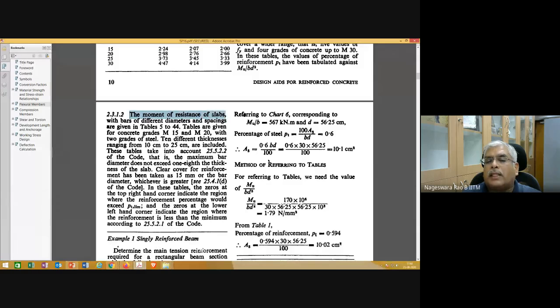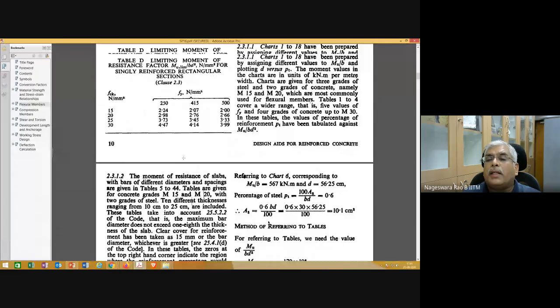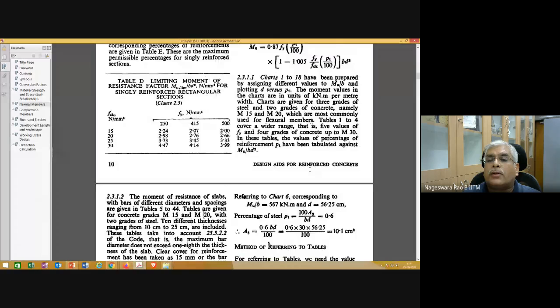The moments of resistance of slabs with bars of different diameters and spacings are given in tables 5 to 44. Tables are given for concrete grades M15, M20 with 2 grades of steel. 10 different thicknesses ranging from 10 centimeters to 25 centimeters are included. Maybe let me show you this one otherwise, Table 1 to 4. Let me directly go there, then you will understand.